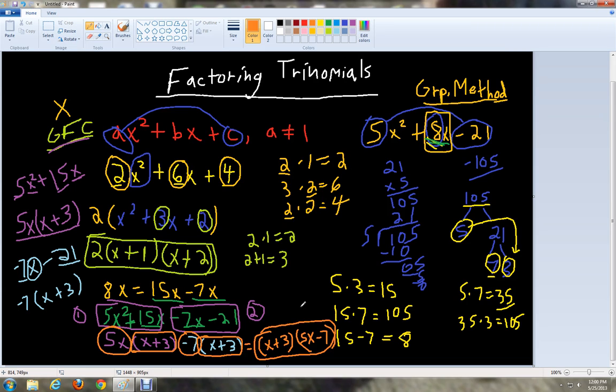We will take a look at how to factor the difference of squares, and we'll even take a look at later on the sum and difference of cubes. So stay tuned.